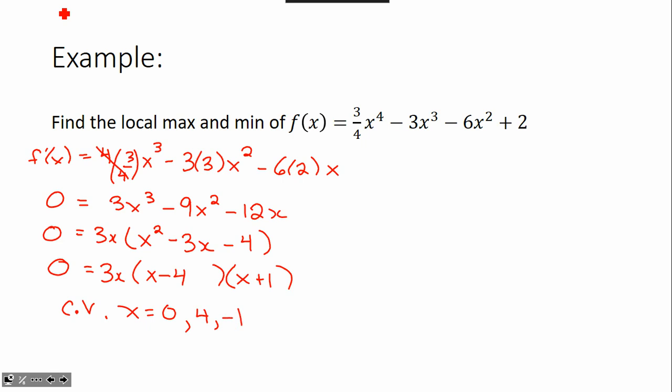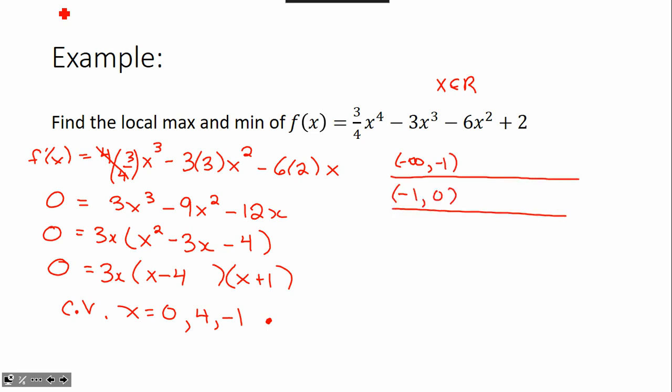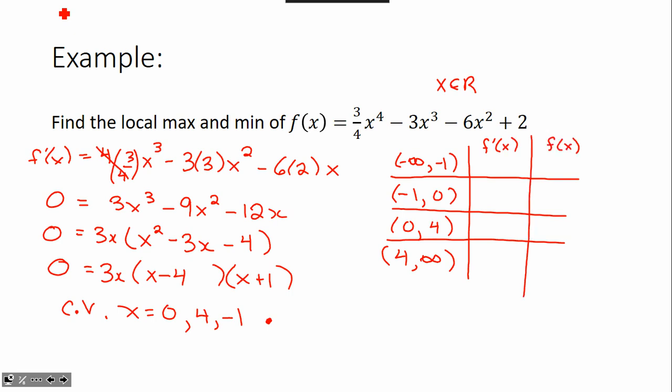So we'll set up our interval chart, and the interval chart is more a proof. Obviously, we can plug in all 3 of these values and then check the y value of whether it's a max or a min. But when we get into our next unit, the interval chart is really helpful. So it tells us a lot of information. Again, there's no restrictions on this domain. It's just all real numbers. So I'm going to go from negative infinity to negative 1, then negative 1 to 0, and then from 0 to 4, and then 4 to positive infinity. I'm checking what is happening to my slope to give me information about my original function.